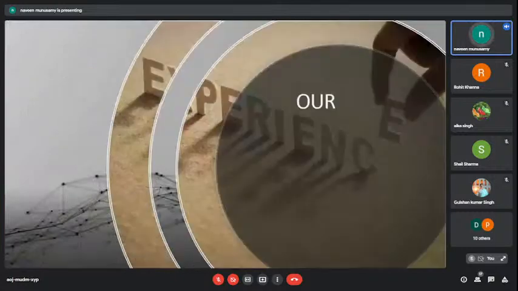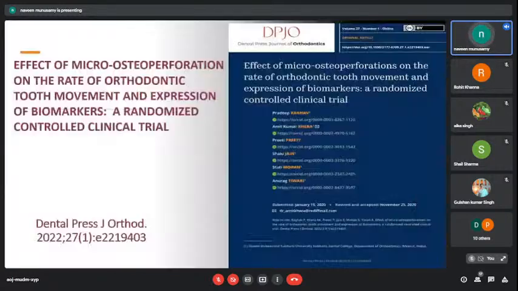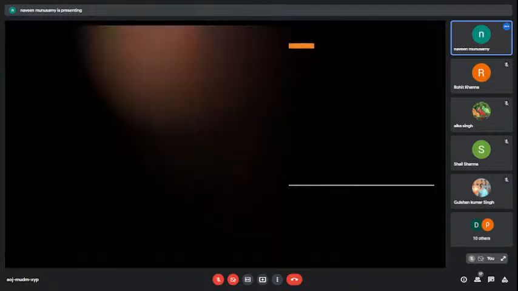So what is our experience? We have done 2 or 3 researches on microosteoperforation for accelerating orthodontic movement. This is the first research we have done. It was published just last month in the Dental Press Journal of Orthodontics, which is a prestigious journal. It studied the effect of microosteoperforations on the rate of tooth movement and expression of biomarkers. It was a single-center randomized clinical trial.